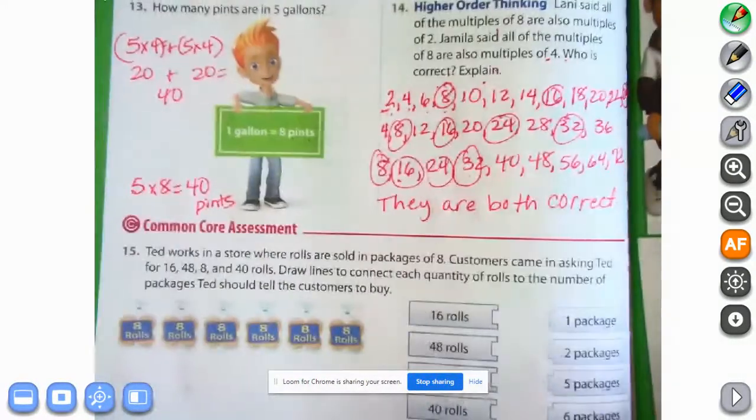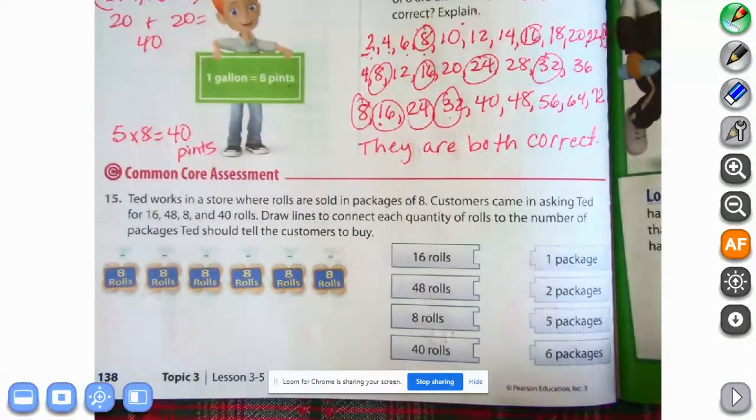All right. So go ahead and pause if you need to. We're going to go down to number 15. Ted works in a store where rolls are sold in packages of 8. Customers came in asking Ted for 16, 48, 8, and 40 rolls. Draw lines to connect each quantity of rolls to the number of packages Ted should tell the customers to buy.